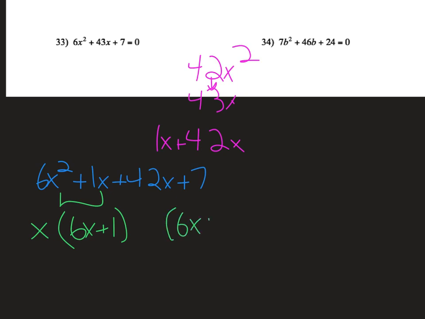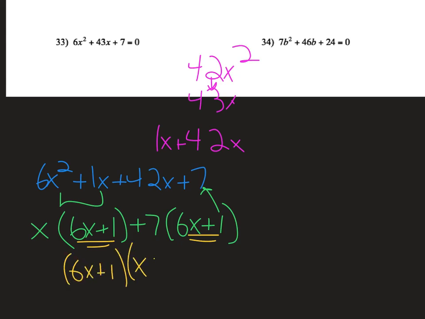Again, I would just assume that 6x plus 1 will work. 1 times what is 7? Double check that that works. 42x plus 7, which is where we started, so that's great. Since you are my student, you are obligated to go woo, because those match. So you got 6x plus 1, and then x plus 7. And that's equal to 0.